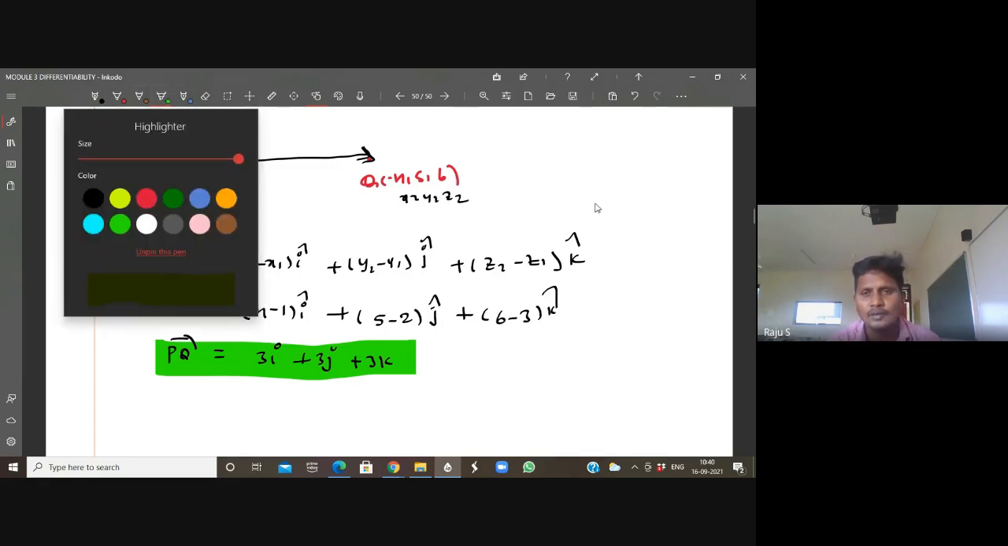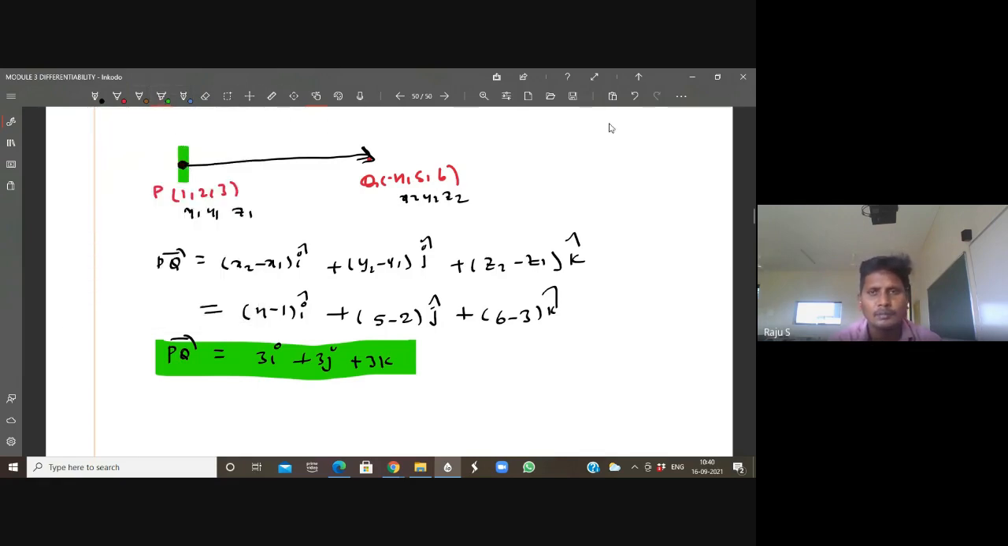Method 2 is we have to take the position vector.